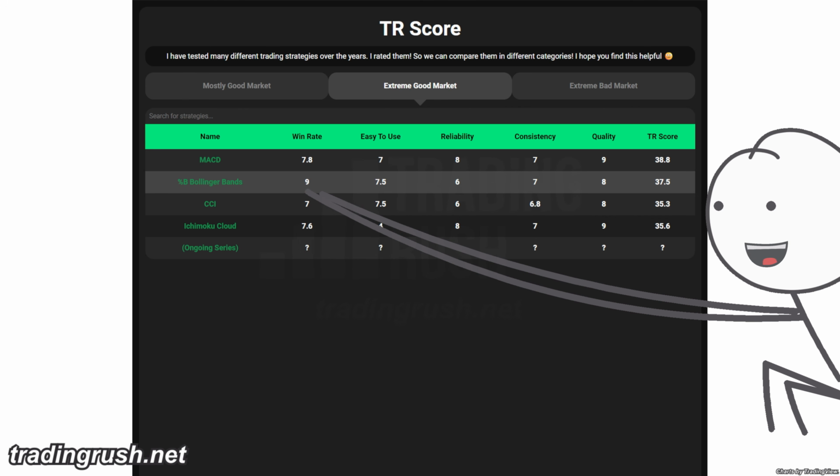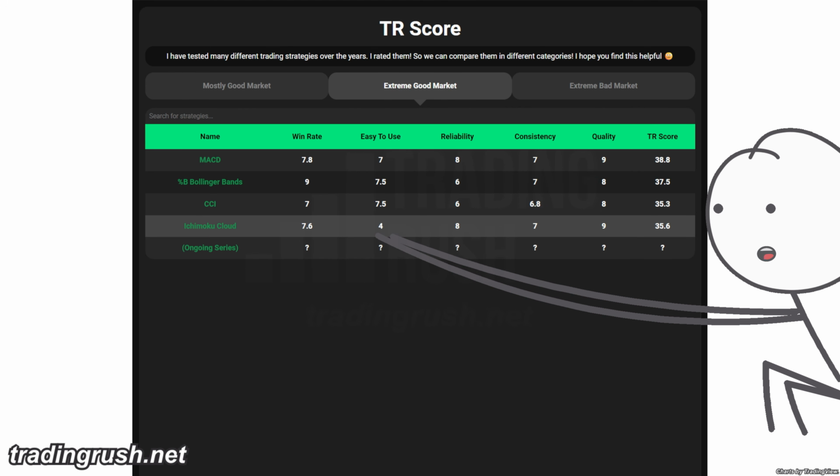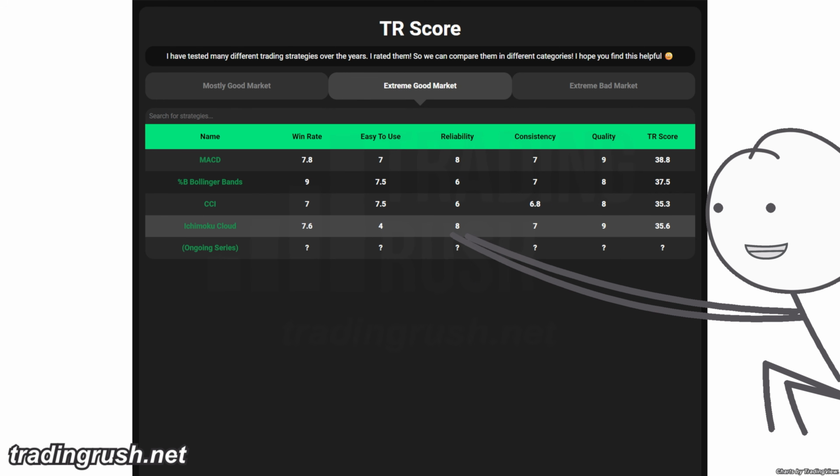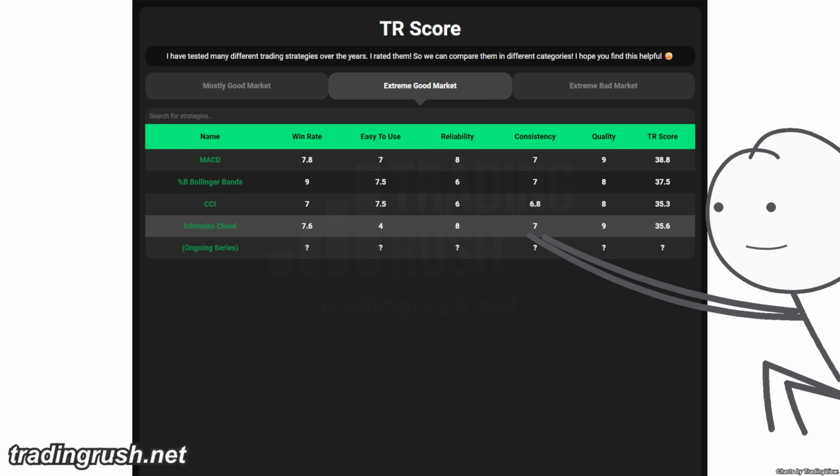Since the Ichimoku Cloud still looks like a mess compared to other indicators, I'm going to keep its 4 out of 10 score in the easy to use category. In the reliability category, I'm giving it an 8 out of 10, one of the highest scores in this category, same as the MACD strategy. As for consistency, I'm giving it a 7 out of 10, the same as the MACD and Bollinger Band strategies. In the quality of trades category, since it gave pretty good setups, I'm going to rate it a 9 out of 10, one of the highest scores in this category.